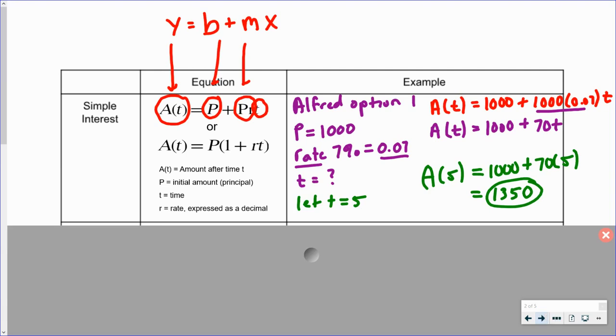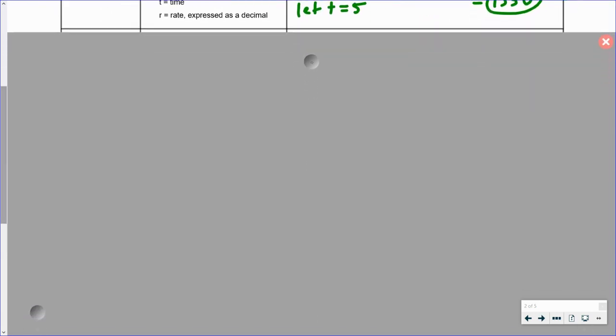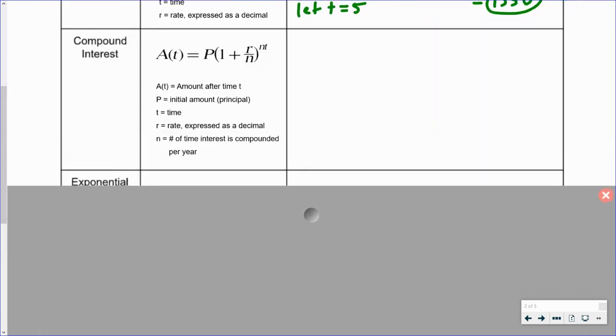So let's say we want to predict how much money he's going to have in the account after 24 months. Instead of having to follow that table for 24 months, we can plug 24 in for T into our function, and that'll tell us how much money he's going to have saved after 24 months. Okay, so that's an example of simple interest. So let's move our way down, and now let's take a look at compound interest.